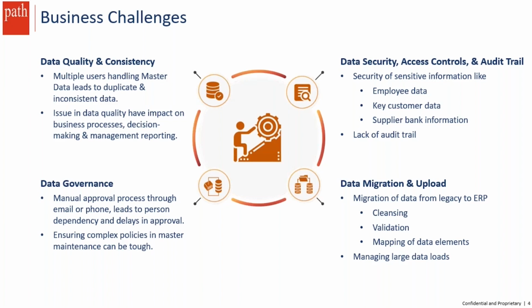The third is data security, access controls, and audit trail. Security is a key feature any ERP or any master needs to have. If you look at information like employee data or key master data, such as supplier bank information, these are prone to issues if they land in vulnerable hands. Similarly, there is a lack of audit trail, so you don't know who has updated or who has created the record. Most of the ERPs have who created and who last updated, but the in-between records are not there.